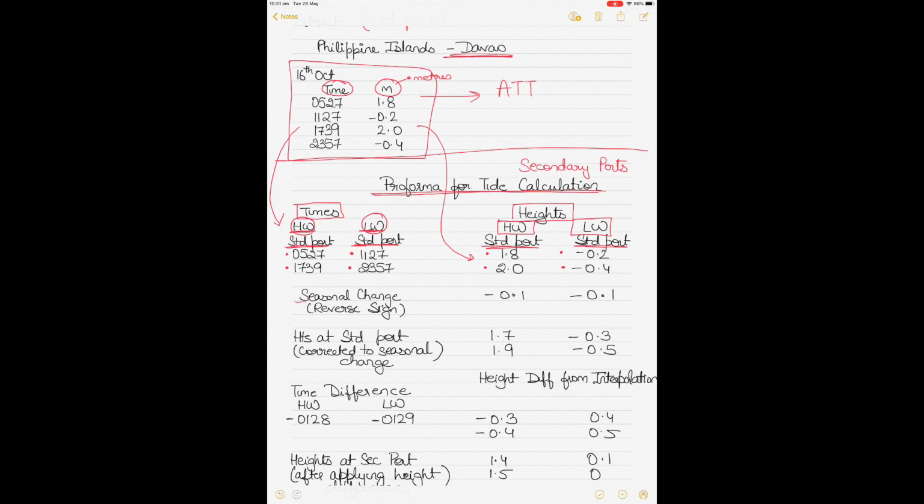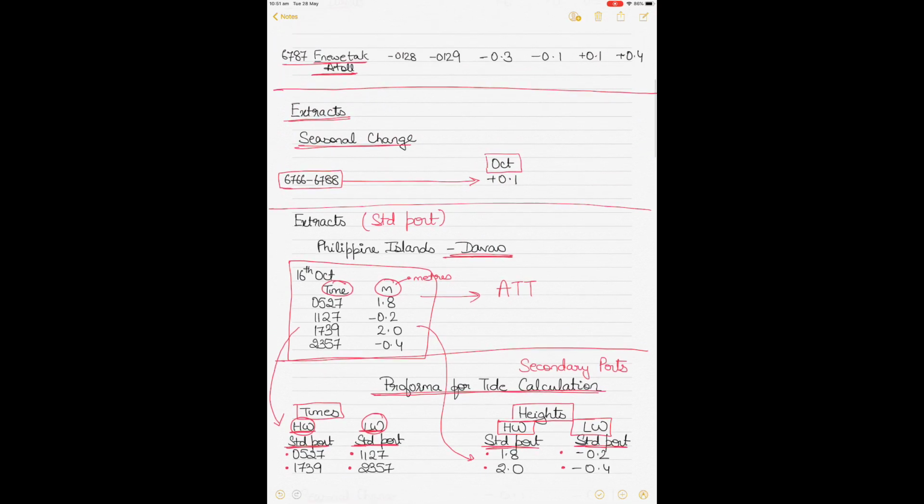Then what we do is we obtain the seasonal change. So the seasonal change, as I showed you above, is also given in the Admiralty tide tables. This is in part 2 of the Admiralty tide table. So you can see here, this is also from the Admiralty tide tables. And for seasonal change, in the month of October it is plus 0.1.